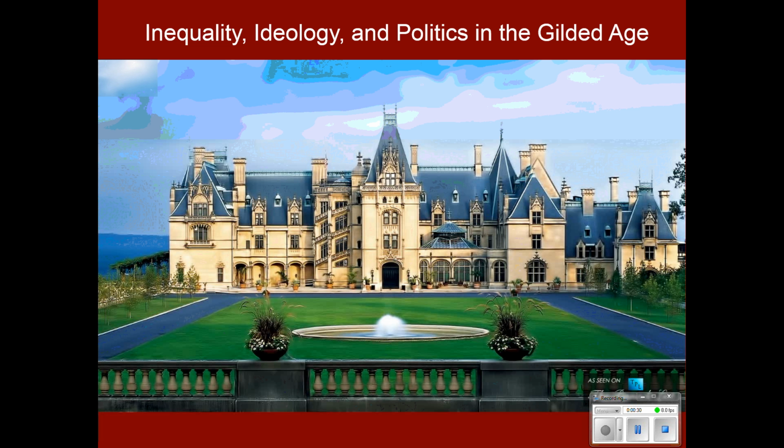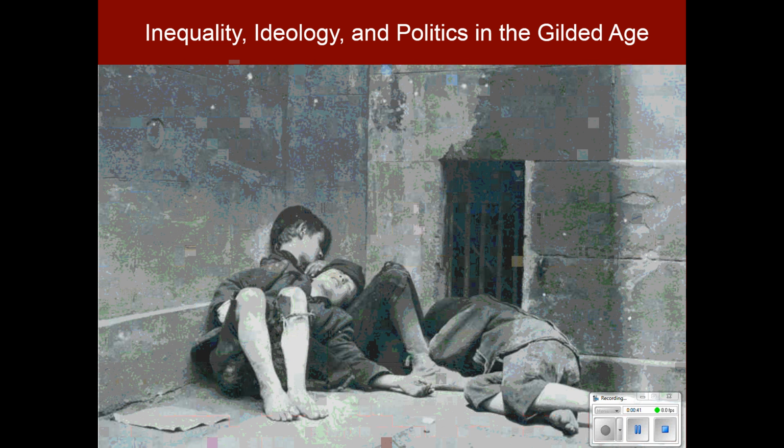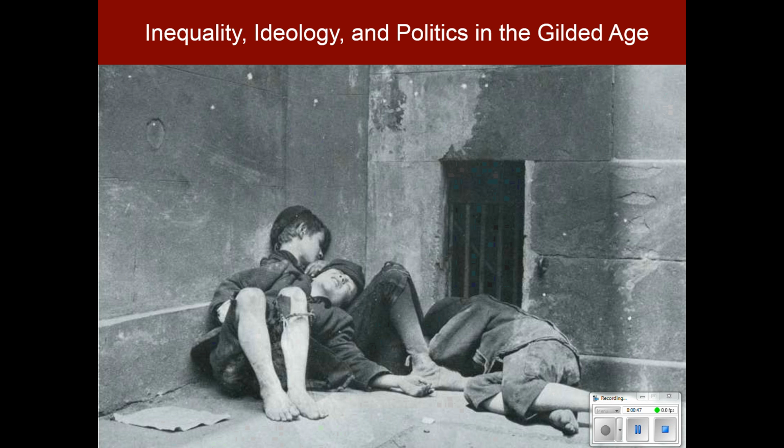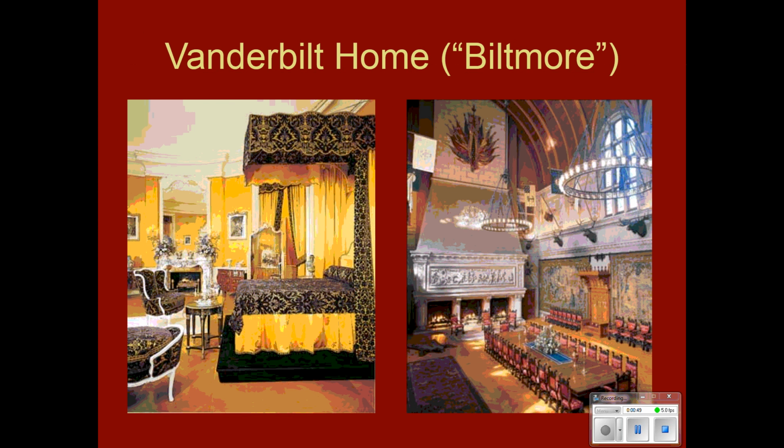Now, as you can see here, one of the characteristics is extreme inequality. This is the Biltmore estate in North Carolina, and this is a famous photograph of poverty in the same time period. Again, the Vanderbilt home, the Vanderbilt family, and parts of the interior of the home that you saw on the first slide.